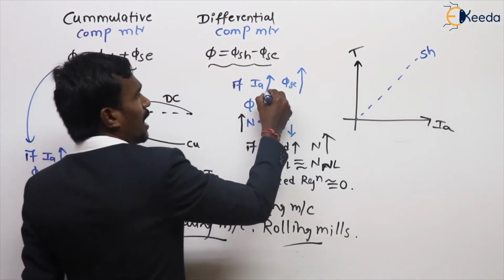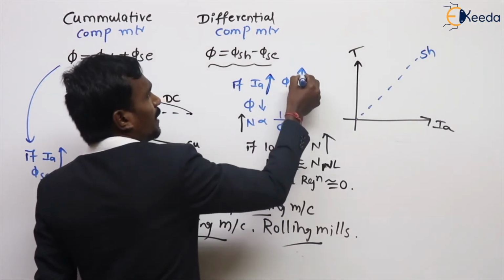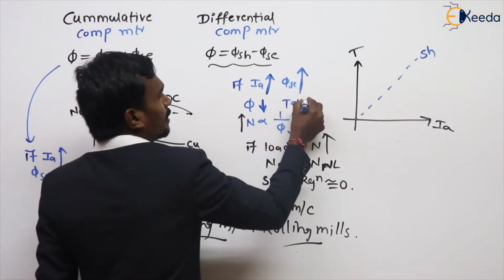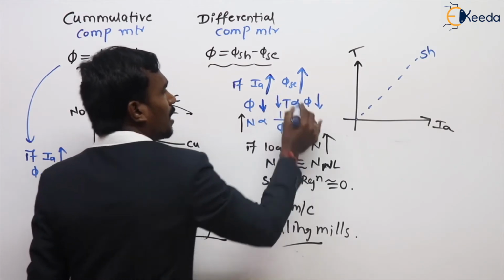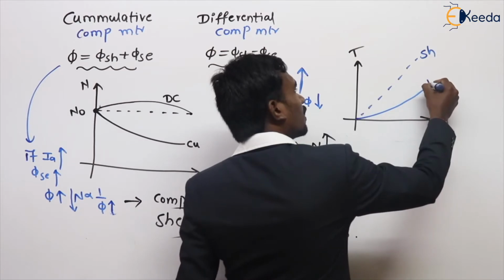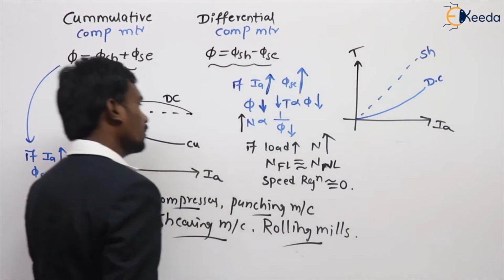But when the armature current increases, the series flux phi SE increases. When phi SE increases, the total flux decreases. We know torque is directly proportional to flux. When flux decreases, torque also decreases. This is for the differential compound motor.